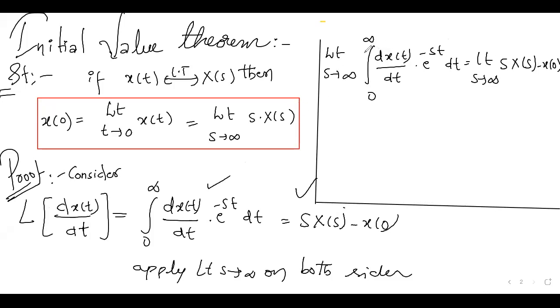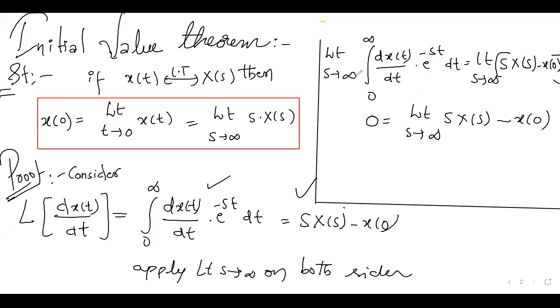If you apply s tends to infinity on this entire term, where is the s value? Only here it is there. S tends to infinity, that means substitute s equal to infinity, e power minus infinity, then what is the value? E power minus infinity value is 0. So this total left hand side term is 0, and then on this side, s tends to infinity of this total expression. So s into X of s, and we can't apply s tends to infinity over here because this is small x of 0, which is a constant. Constant we cannot apply, right?